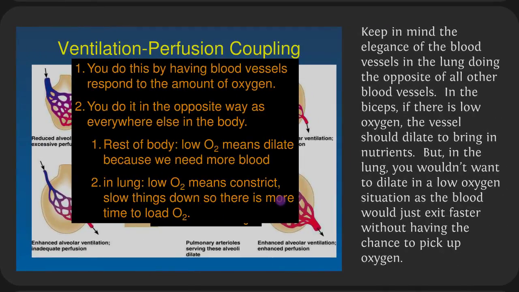So keep in mind the elegance of the blood vessels in the lung, doing the opposite of all other blood vessels. In the biceps, if there's low oxygen, the vessel should dilate to bring in nutrients. But in the lung, you wouldn't want to dilate in a low oxygen situation, as the blood would just exit faster without having a chance to pick up oxygen.